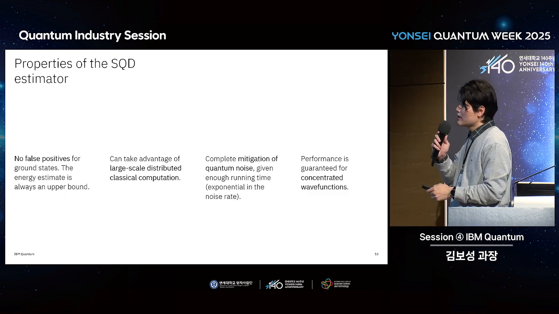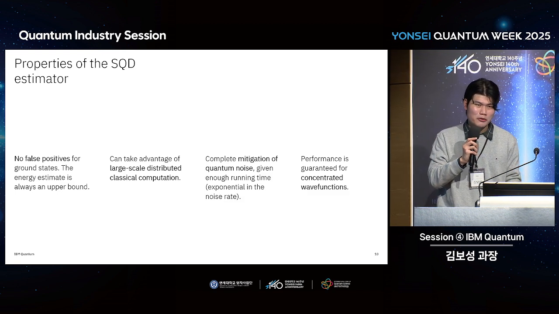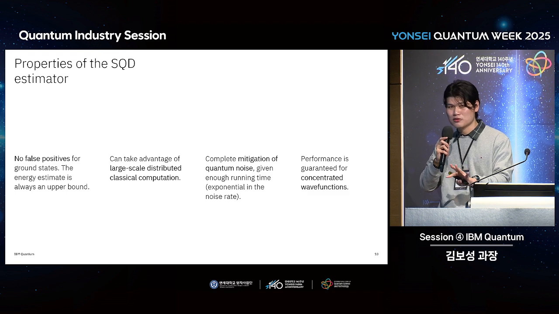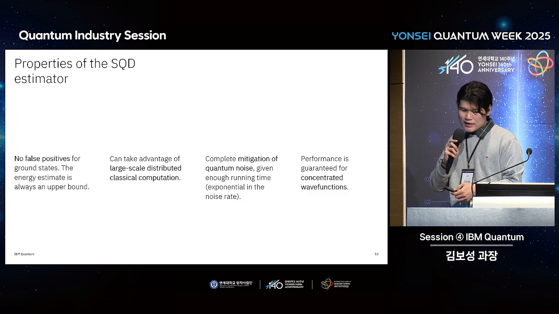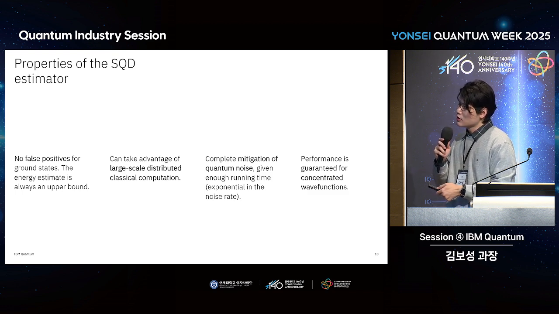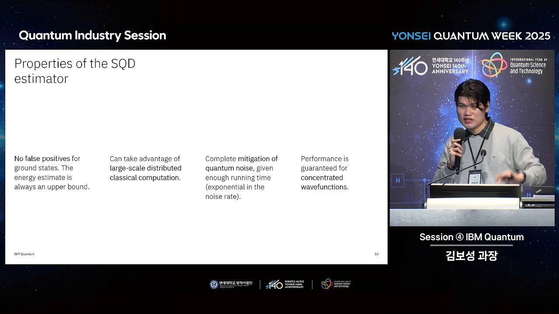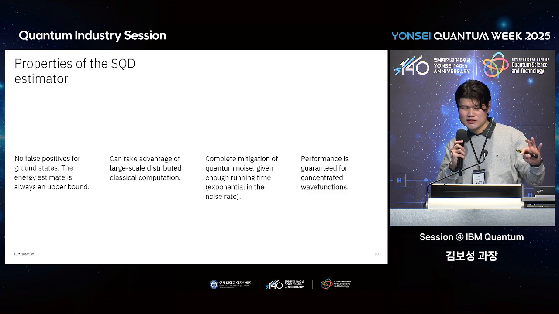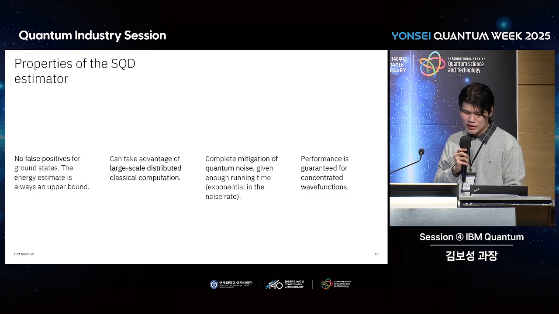And the last one is that the performance is guaranteed for concentrated wave functions. Of course, this performance depends on what kind of molecules or system we are simulating. If you have more questions about this, you can ask after the talk. But there is a guarantee for certain concentrated wave functions. SQD will approximate the ground state energy to a certain degree of error bar. So these four are the key properties of SQD.